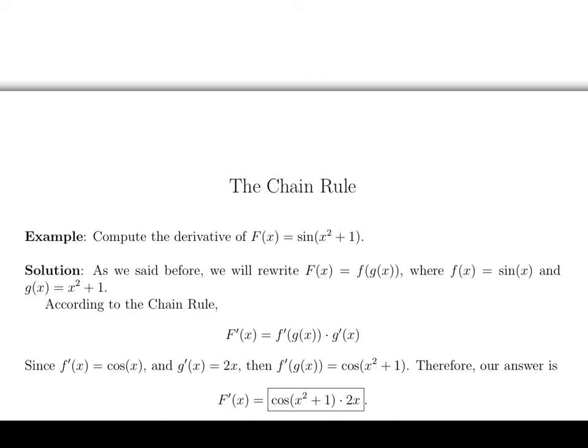So here's our answer. It's just going to be cosine of x squared plus 1 times 2x. So here is f prime, and here's g prime, and we're just going to multiply them together.